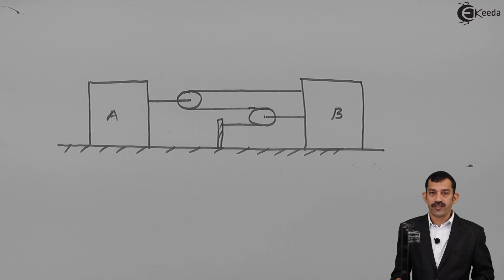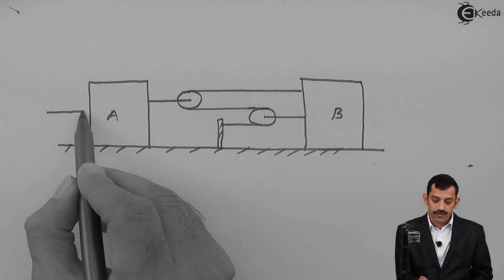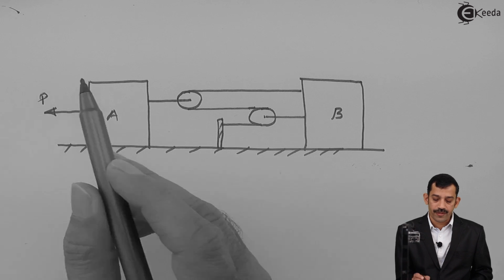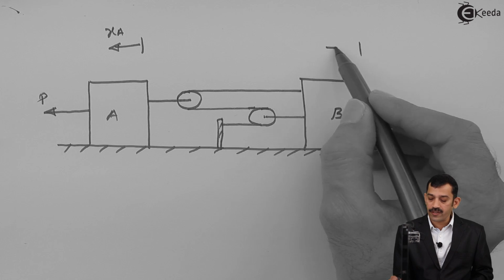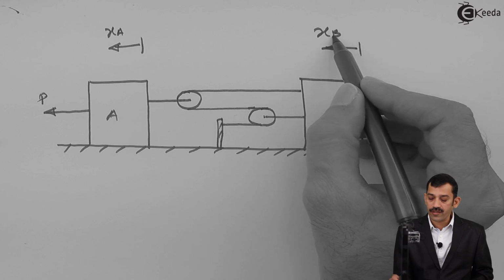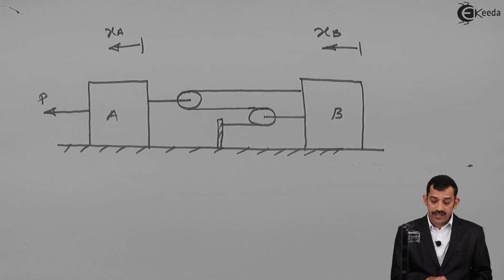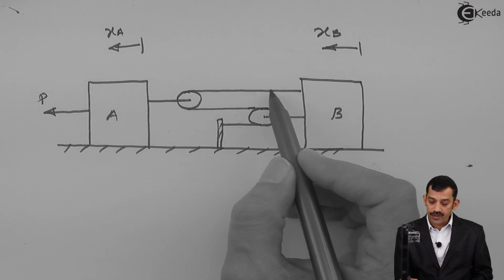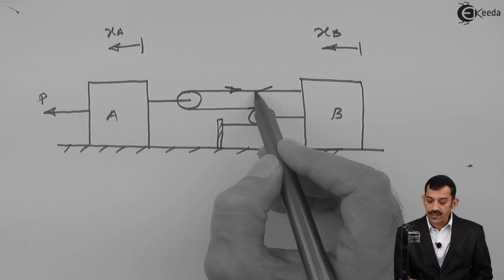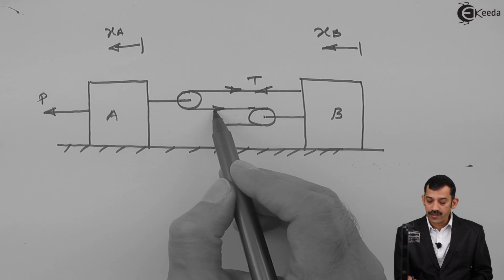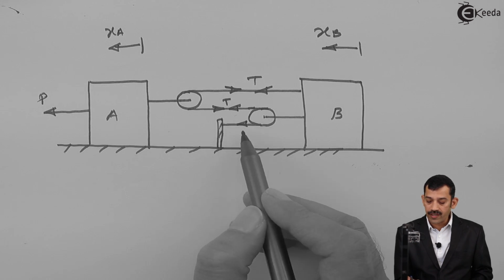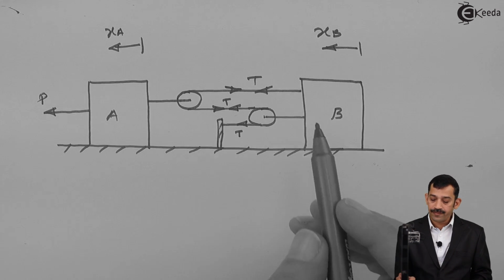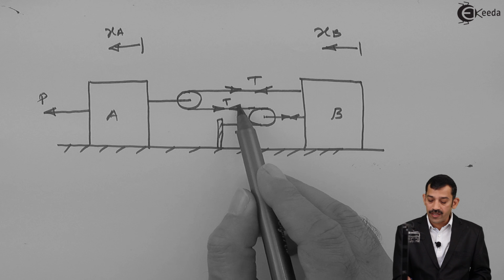Can you identify what is the relation between the displacement, velocity or acceleration? Assume this block is subjected to some external force P. That means block A has displacement XA leftward, and this displacement XB is leftward. How many tensions are acting? If you want to decide that, this one is a continuous string. If you assume the tension developed here is T, the same string is passing over this pulley, therefore on the other side the same tension. Again, the same tension is developed here, as it is a continuous string.